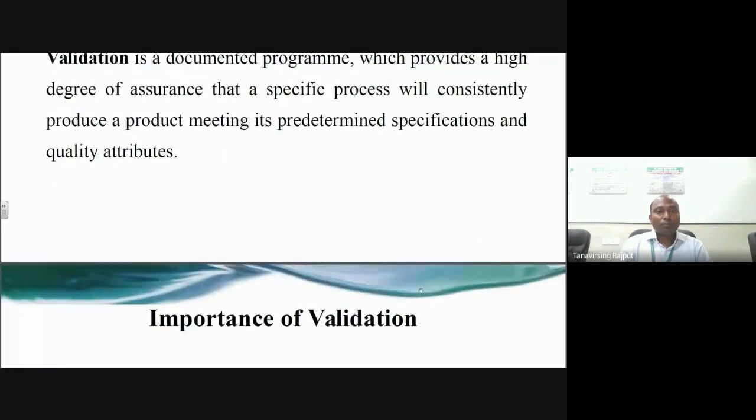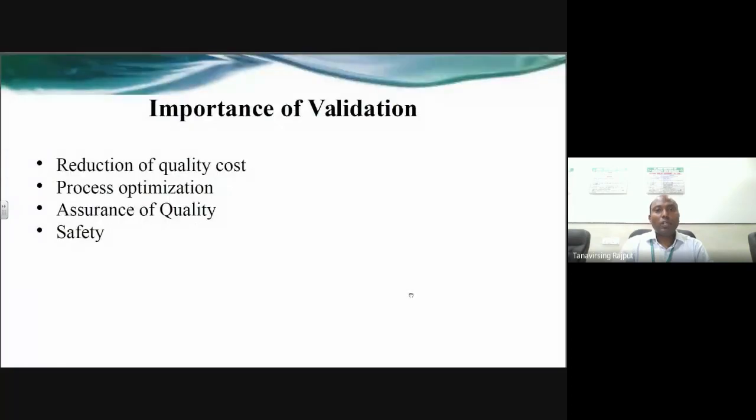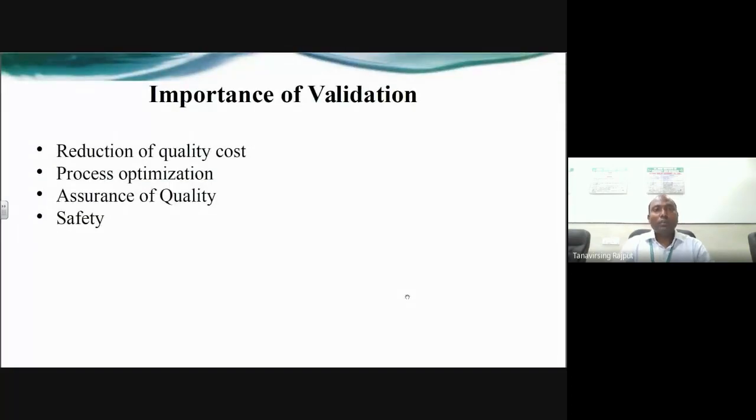Now, the next one is the importance of validation. The first importance is the reduction of quality cost. That reduction of the quality cost is divided into two parts. The first one is the internal failure cost, and the second one is the external failure cost.